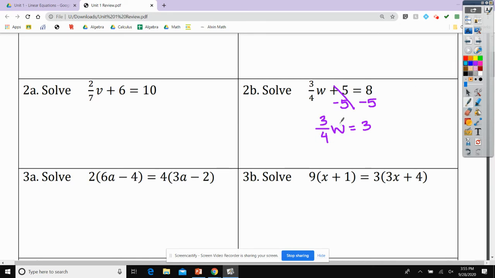Now our next step, we need to get rid of the bottom of this fraction. So the denominator, to get rid of that, we just multiply by whatever number is on the bottom. So times 4, times 4. So I'm left with 3w equals 12. My last step here is to multiply or divide. And since 3 times w, the opposite of that is to divide by 3. So the 3's cancel out, and I'm left with w equals 4.